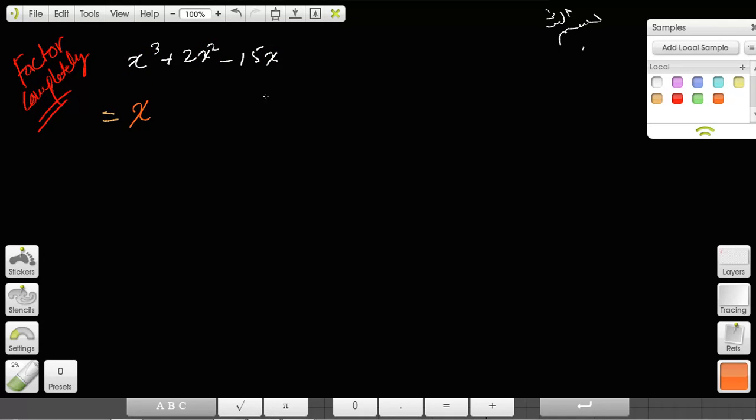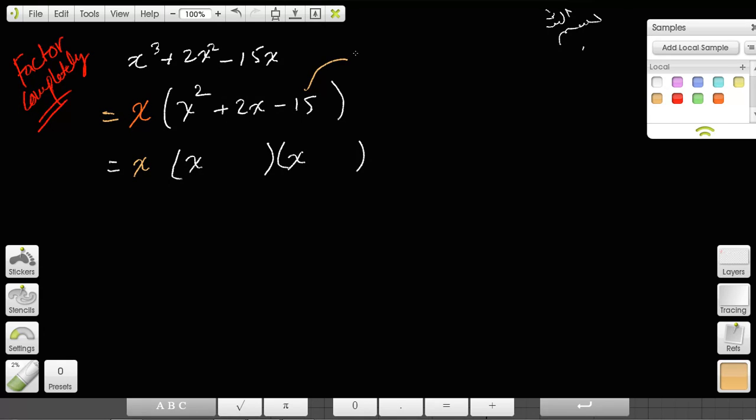So if I take out an x from all of these three terms, I'll be left over here with x squared plus 2x minus 15. The x here would be factored out. Now I'm left with the quadratic expression, which I can hopefully factor. So I have an x on the outside, and then I'm going to try to factor this. So I put an x over here, and an x over here, and I look at the factors of 15: 1 and 15, 3 and 5. I think it's going to be 3 and 5.